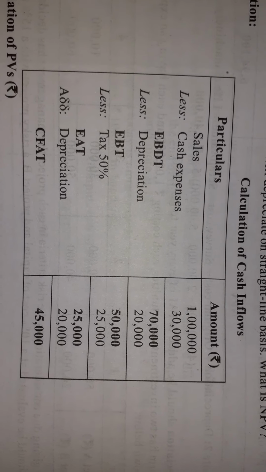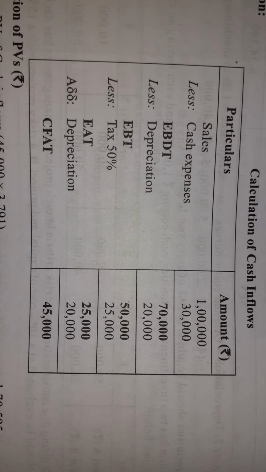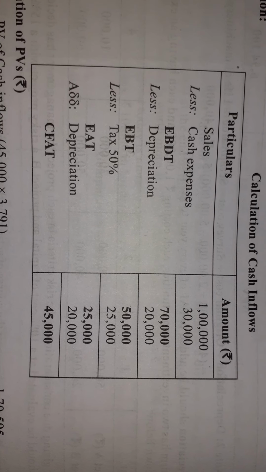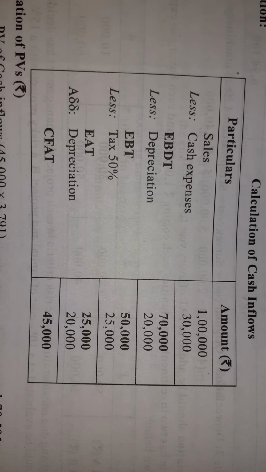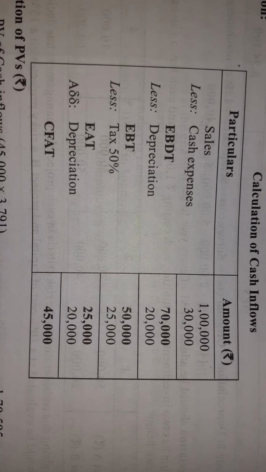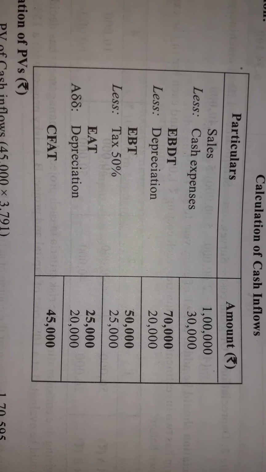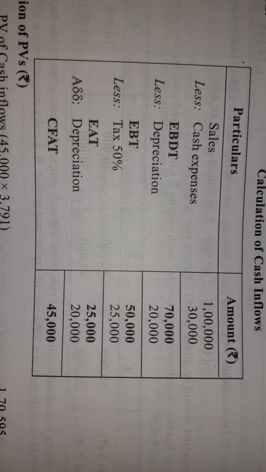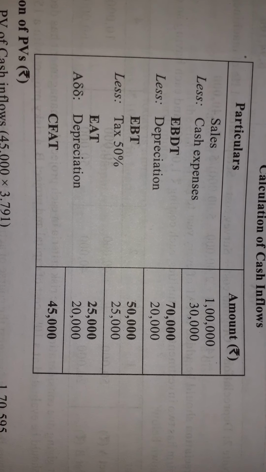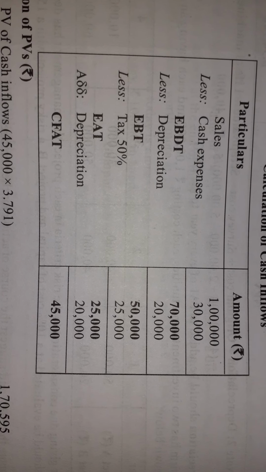Sales first we have to take. Okay. So here sales is how much? 1 lakh rupees, and deduct the cash expenses, that is 30,000, and what you get is earnings before depreciation and tax, that is 70,000, less depreciation, that is 20,000, and after that we will get EBT, earnings before tax, and then you will deduct the tax, that is 25,000, and you will get earnings after tax.